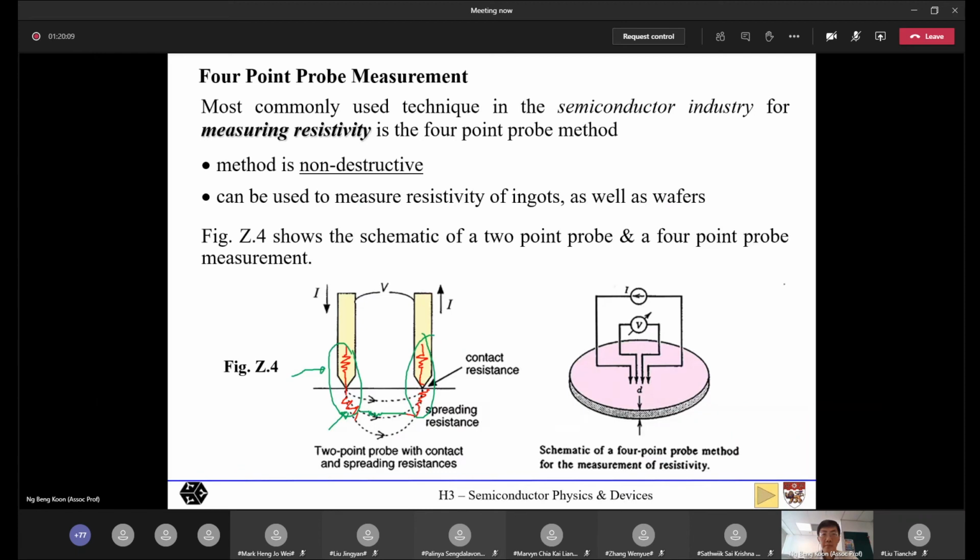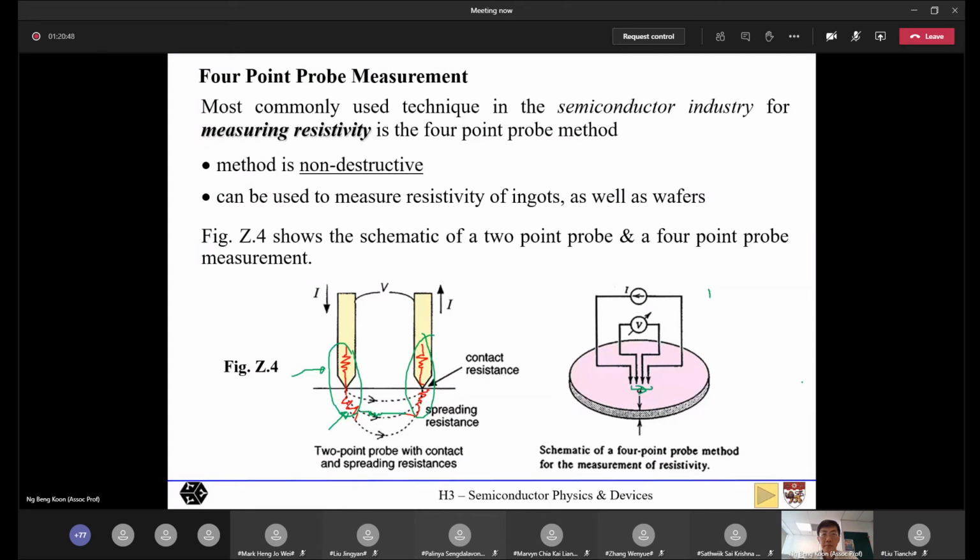The alternative method is actually quite elegant, using this 4-point probe experiment, where instead of 2 probes, we use 4 probes to make contact with the semiconductor. To the outer 2 probes, we inject current. So the current will get into the semiconductor and go horizontally to the other side. And the middle 2 probes, we connect to a voltmeter and make contact with the surface of the semiconductor.